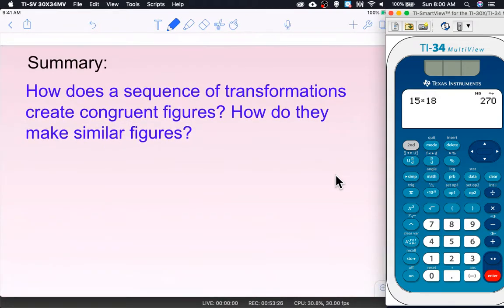Summary. How does a sequence of transformations make congruent figures? And how do they make similar figures? Think about your answer. This is kind of just a summary of the lesson, the essential question. So pause the video, think about it, and we'll get to it in a second.